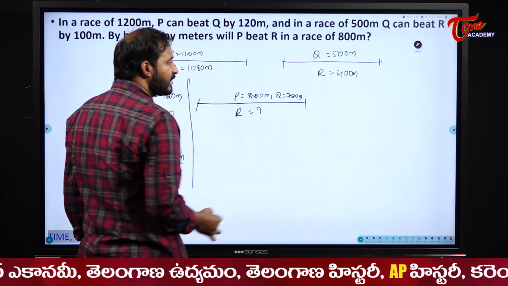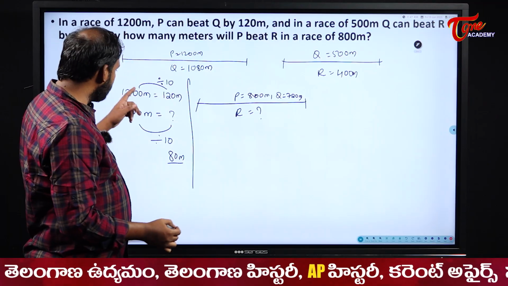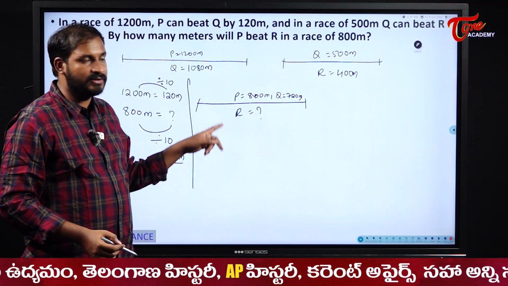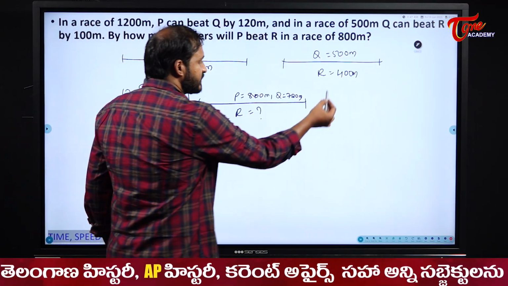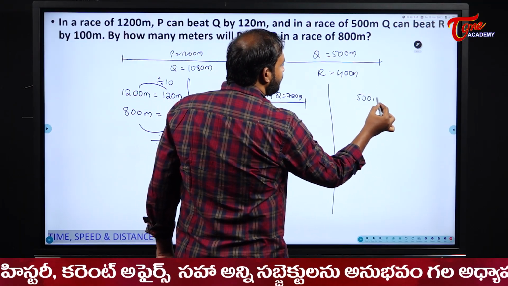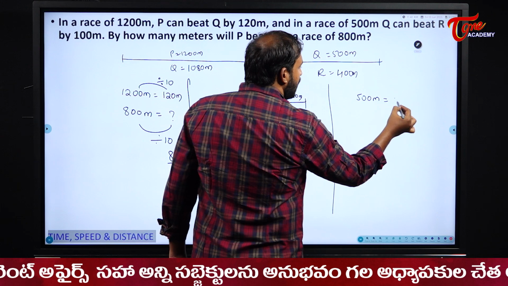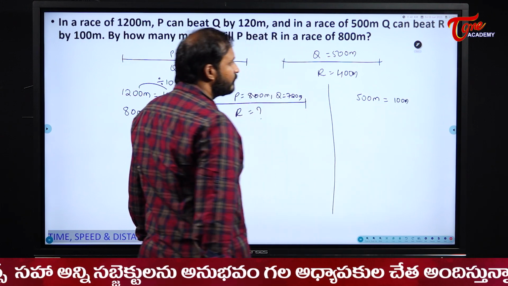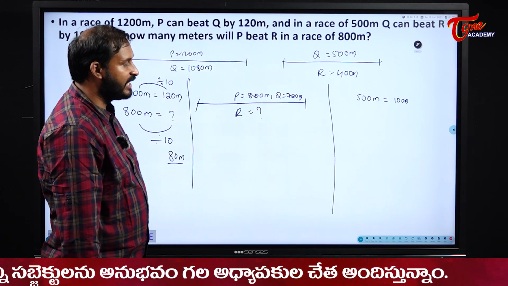720 meters. Am I correct? Q will run for how much? 720 meters. Now come to this case. If Q runs for 500 meters, R will get a start of how much? 100 meters. Q will give R a start of 100 meters in a 500 meter race.